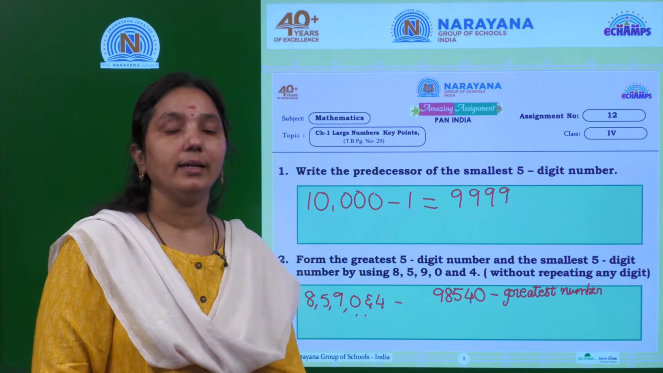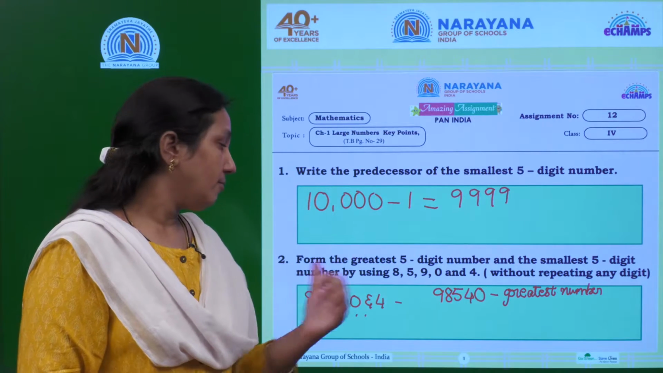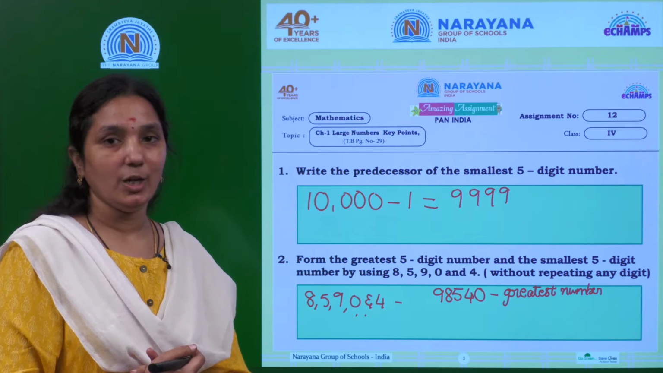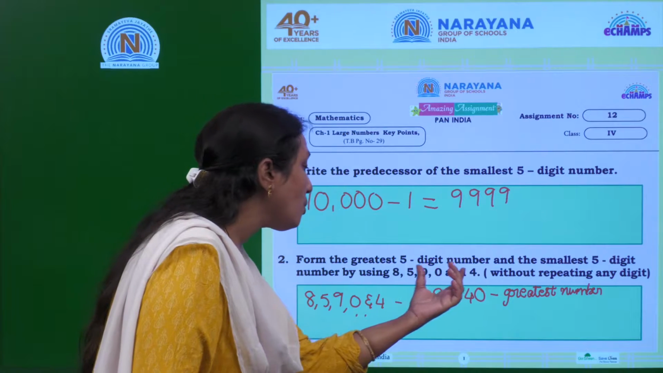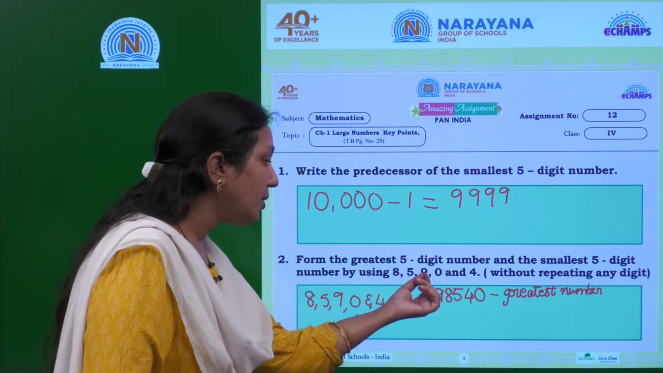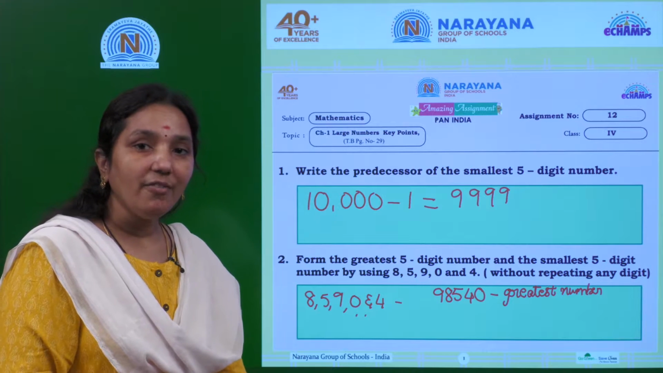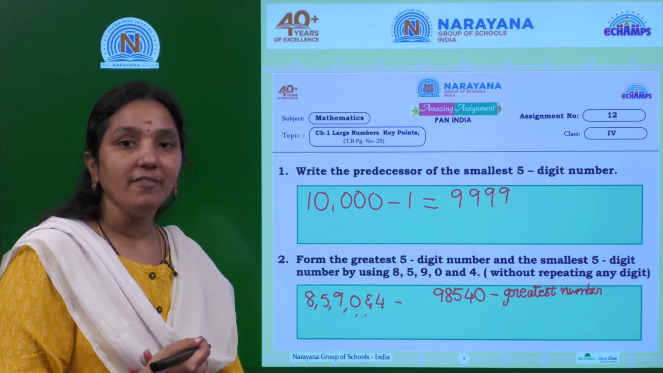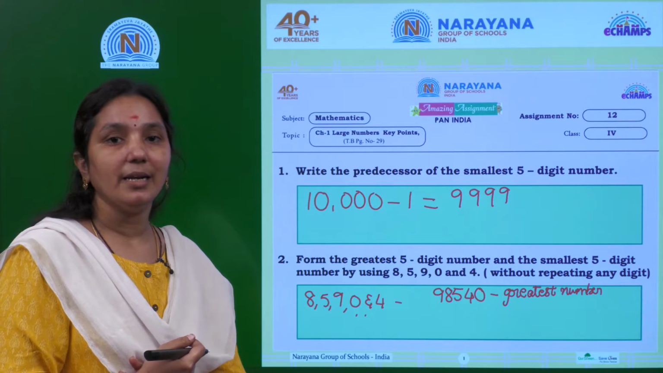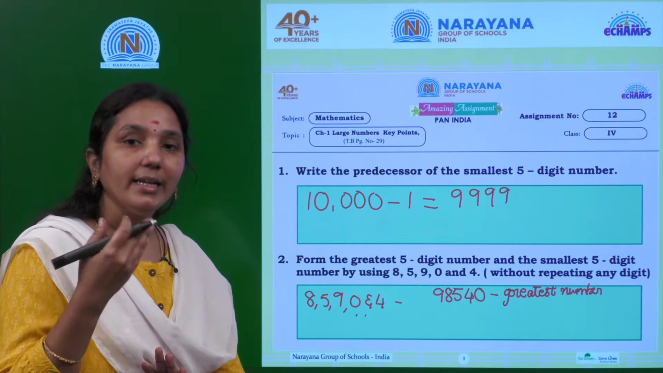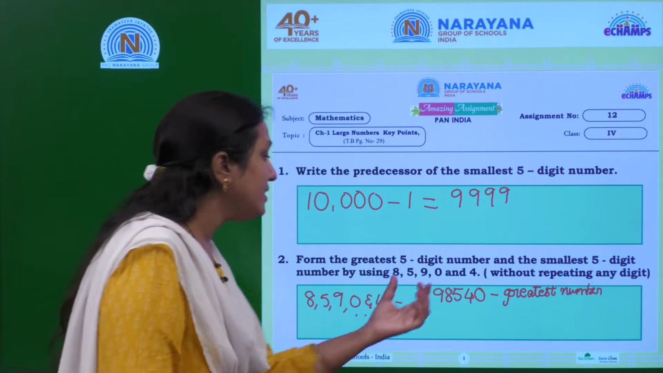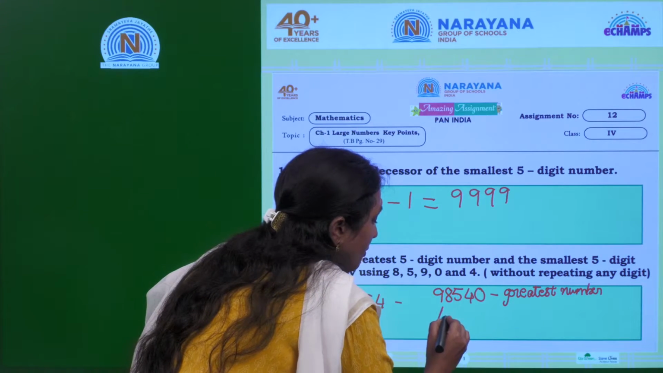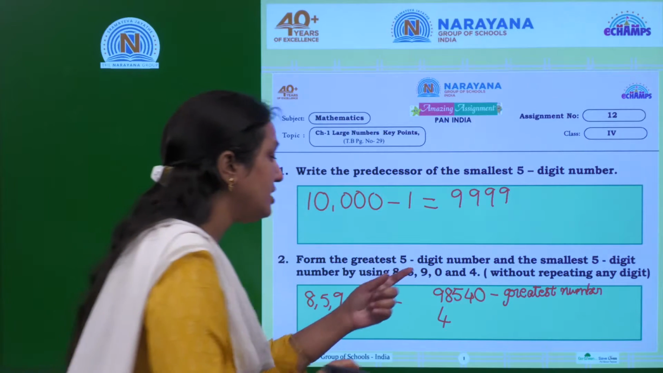And while forming the smallest number, what are the given digits? Using the given digits, we have to write in ascending order. So, which is the smallest here? The 0 is the smallest one. But if you keep the 0 in the front, that 0 does not have any value, so you will get a 4-digit number only. So, we take the next smallest number. Which is the next smallest number? That is 4. And now we write the 0 here.